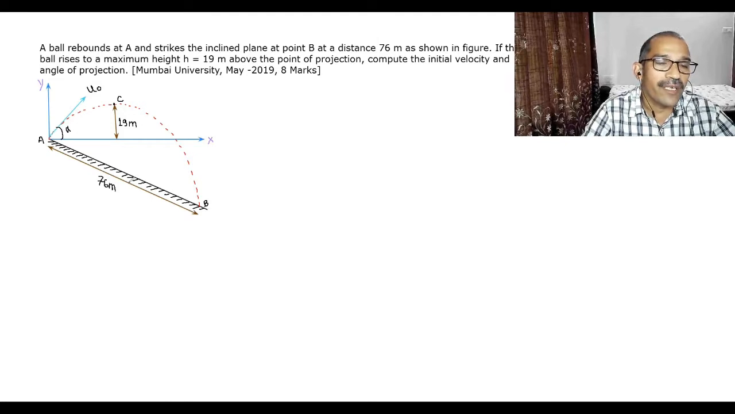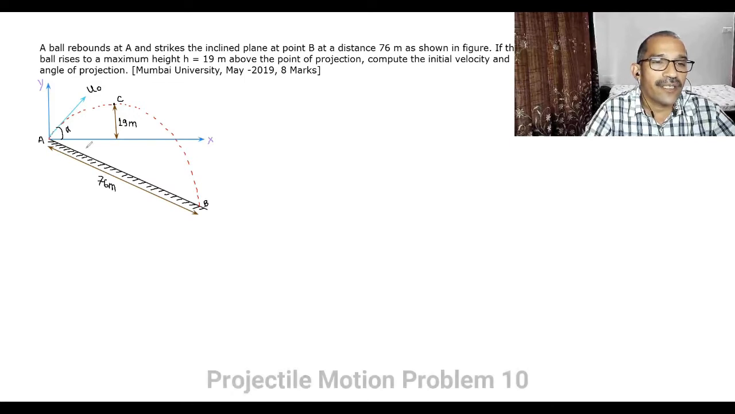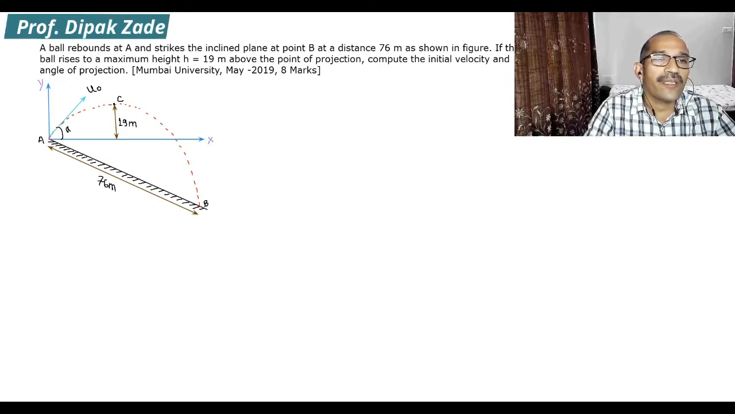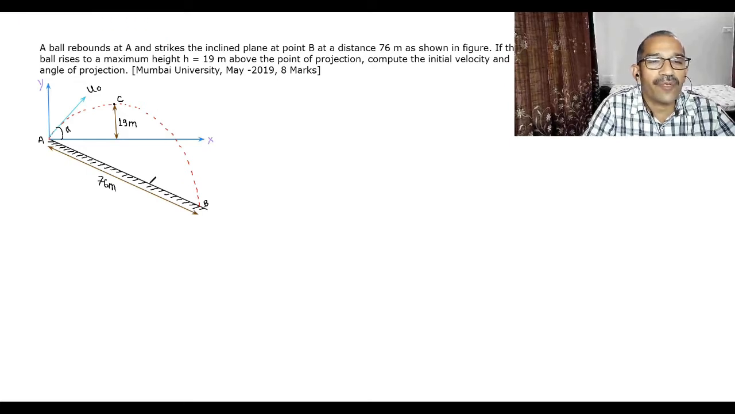From this given data, we will check what other data are possible. During the motion, the maximum height reached by the projectile is 19 meter. The distance AB given here is the inclined distance, and for this plane its slope is given. What slope is given here? It is given in the problem.